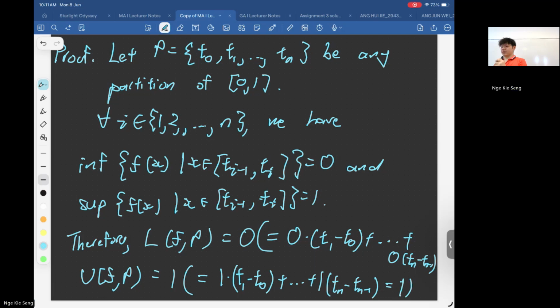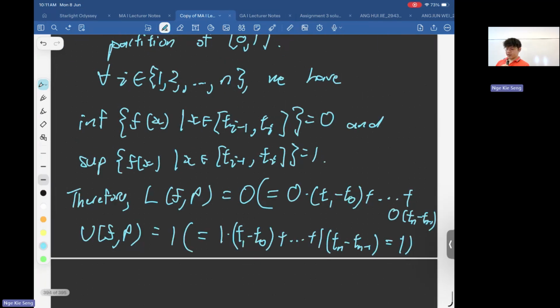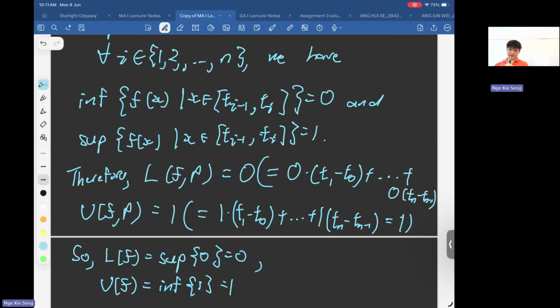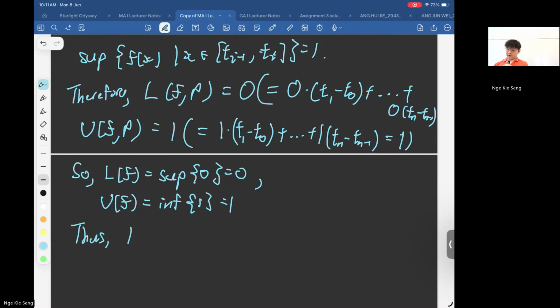But P is arbitrary, right? Meaning whatever P you put in, you just get these two numbers. So LF is just the sup of the set containing 0, which is 0, and UF is just the inf of the set containing 1, which is 1. Thus LF is not equal to UF, hence F is not integrable.